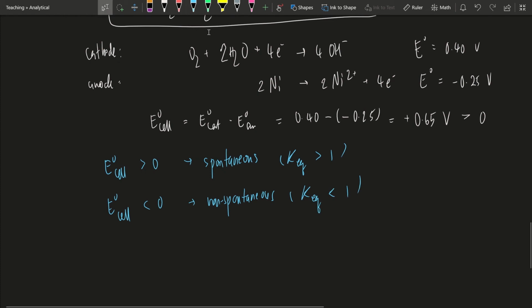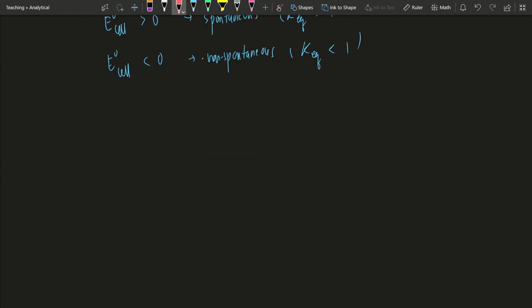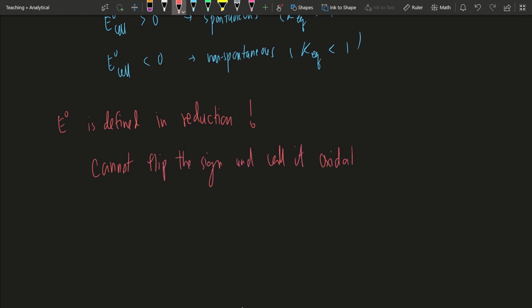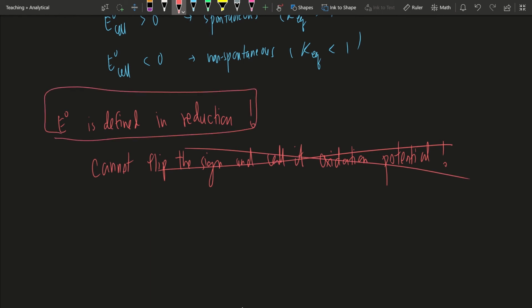The last point to make here before we move to the next topic is that we always use the standard cell and electrode potential, which is defined in the reduction direction. Standard electrode potential is defined in reduction. You cannot flip the sign and call it oxidation potential. This is very important. So this is also wrong. You cannot do this. All right. We always talk about the potential which is defined for the reduction reaction.